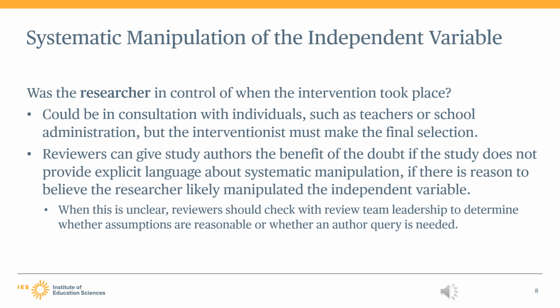WWC reviewers should provide study authors with the benefit of the doubt when applying the standard if the study report does not provide explicit language about the systematic manipulation. If there is no compelling evidence to suggest that the researchers were not in control of when the intervention took place, WWC reviewers can assume this requirement was met.